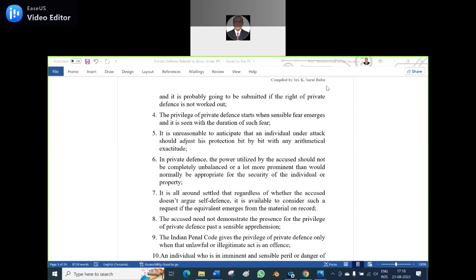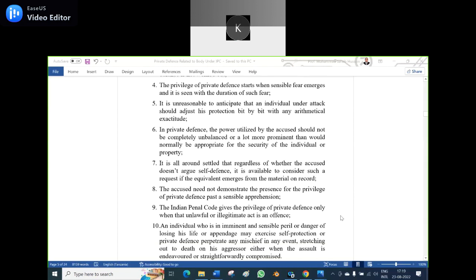In private defense, the power utilized by the accused should not be completely unbalanced or a lot more prominent than would normally be appropriate for the security of the individual or property. Here, the force used by the individual to protect the body or the property should be reasonable and balanced, not unbalanced. The proportionate force should be used, not more than that. For example, if he sees a thief, then he cannot shoot him immediately. There must be some sensible danger, which is a life threat for the individual.